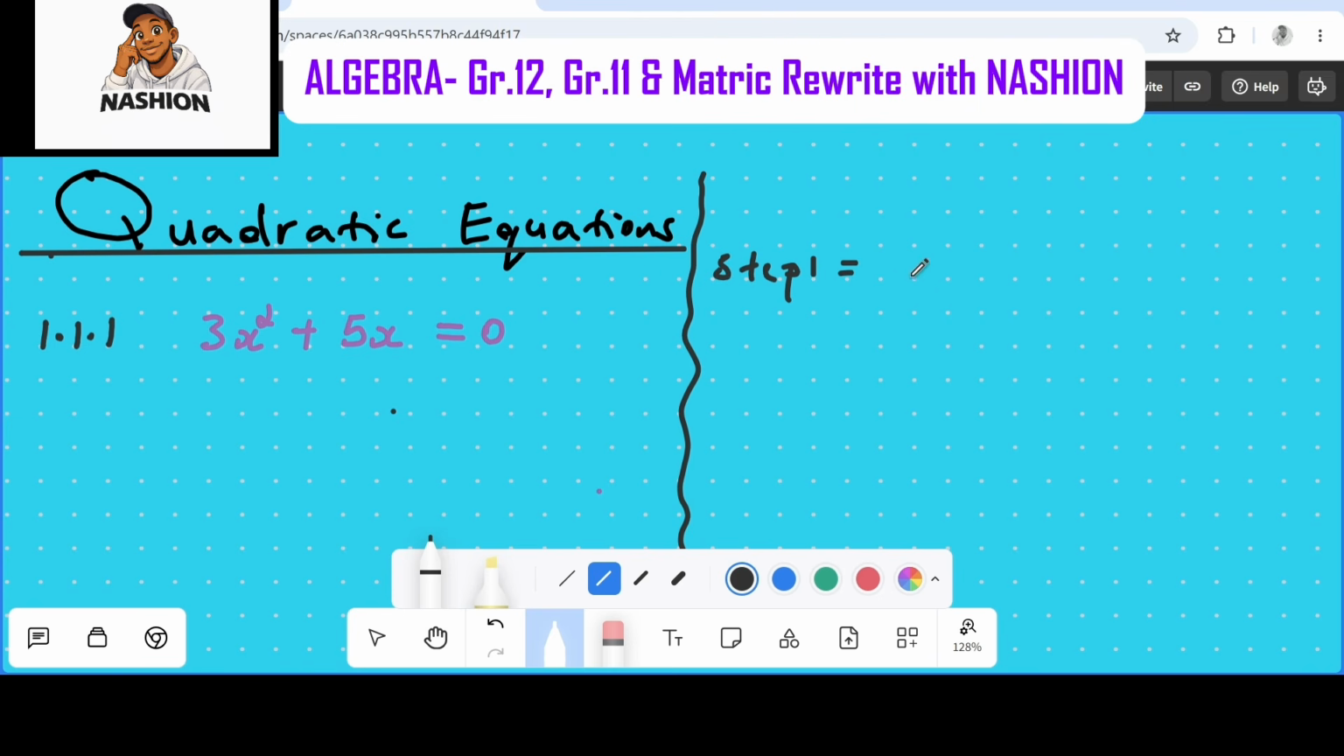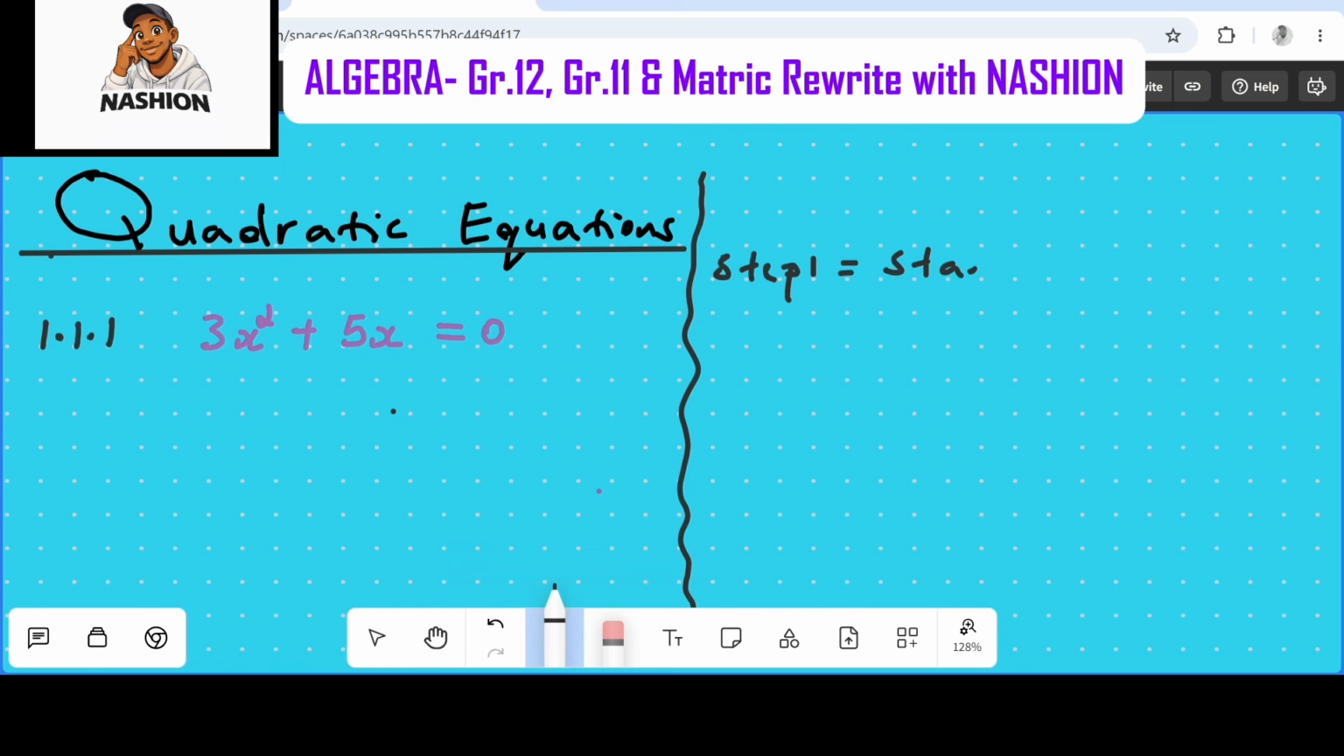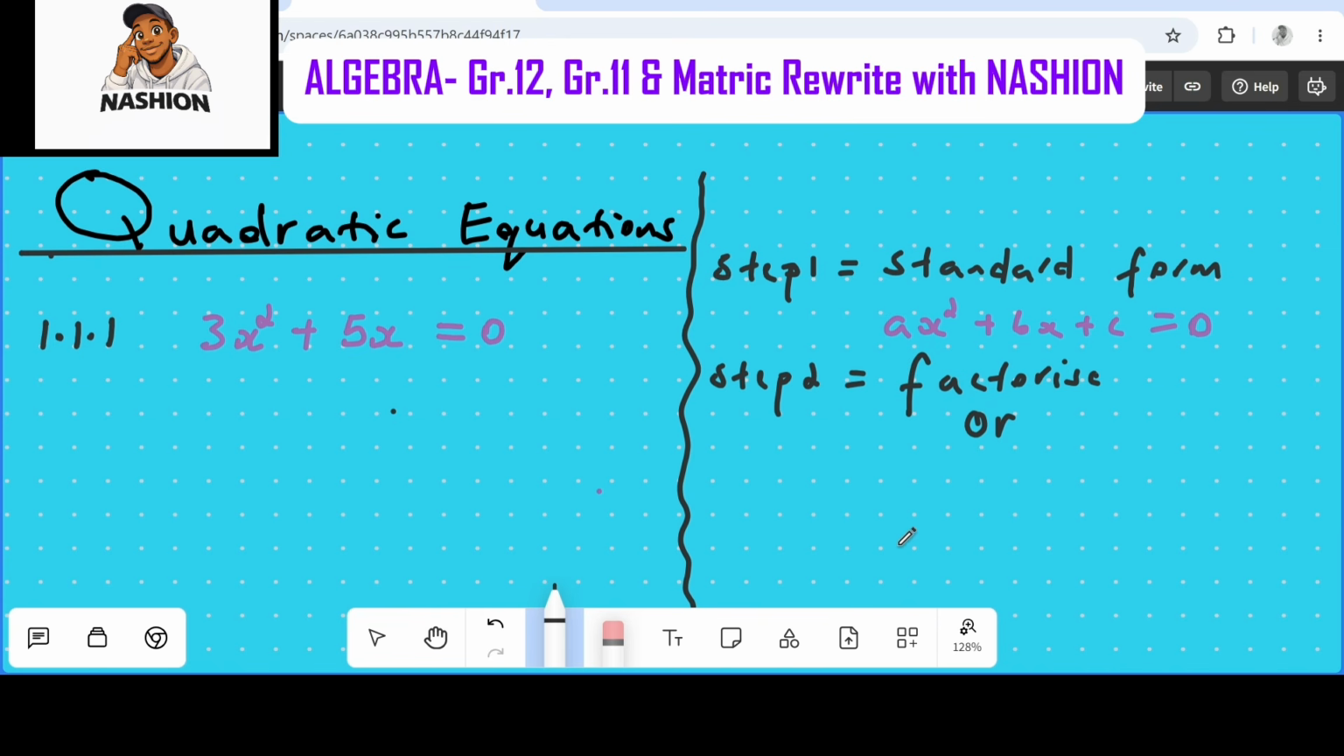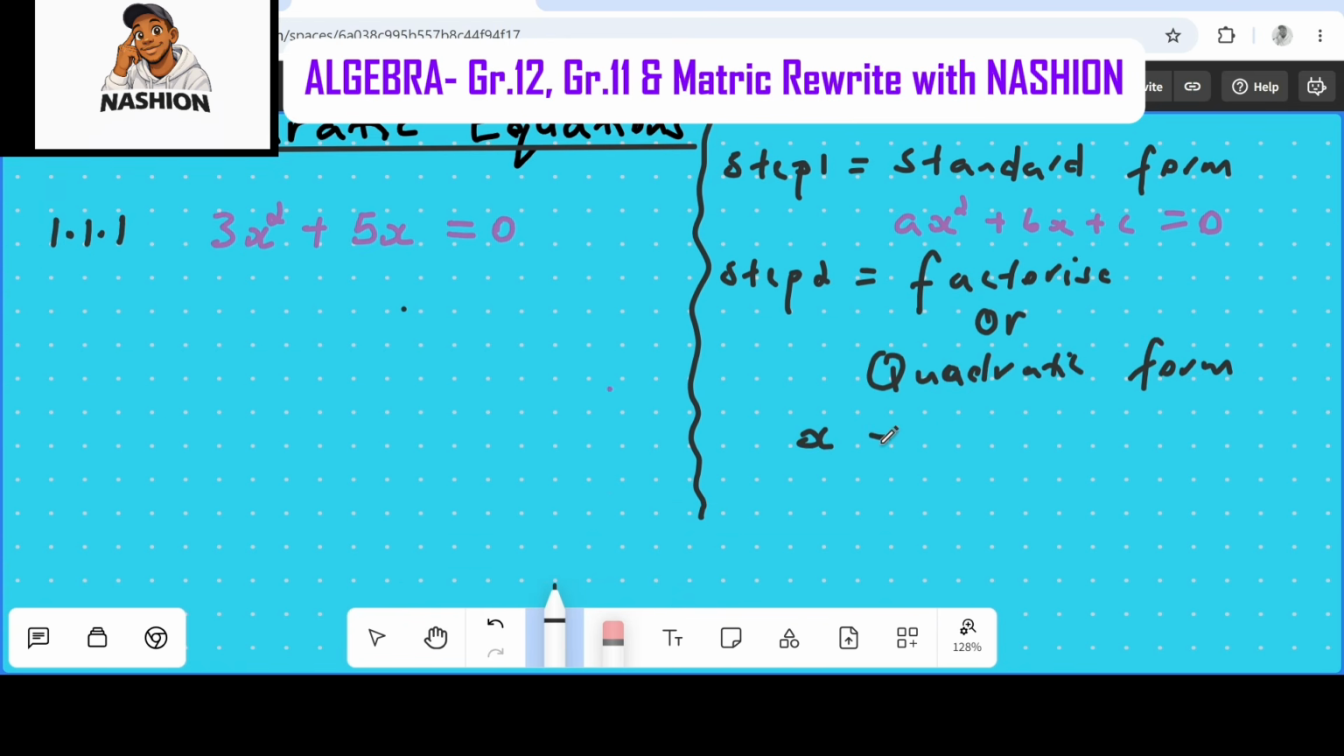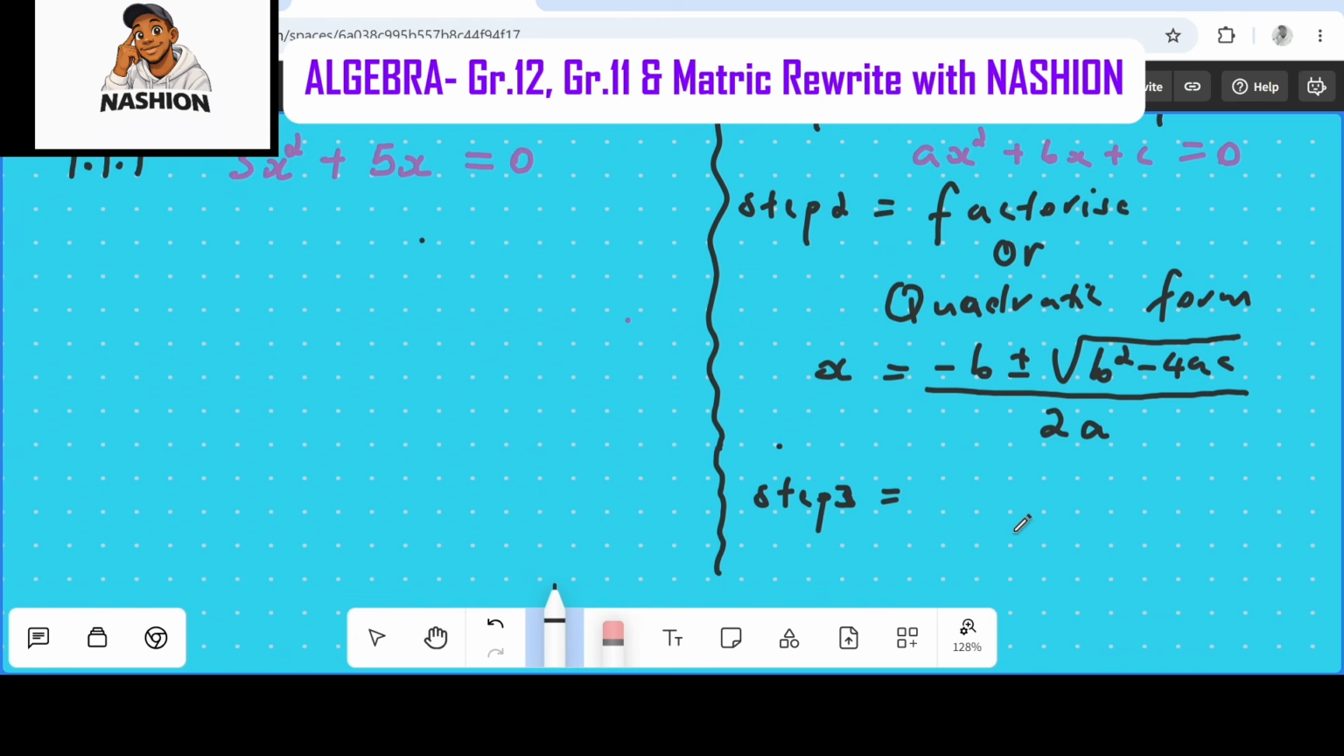Step 1, we're going to make sure we write the equation in standard form, which is ax squared plus bx plus c is equal to 0. Step 2, we're going to factorize. If we don't have the factors, we are just going to use the quadratic formula, which is x is negative b plus or minus the square root of b squared minus 4ac, all over, and that's very important, guys, all over 2a. And in step 3, we are going to solve until the end.